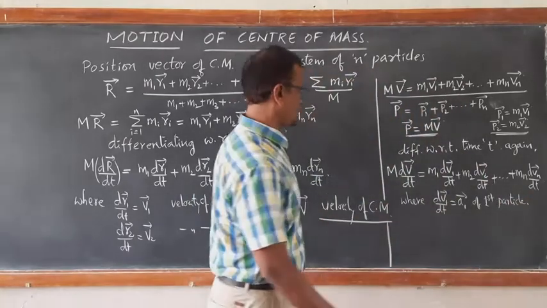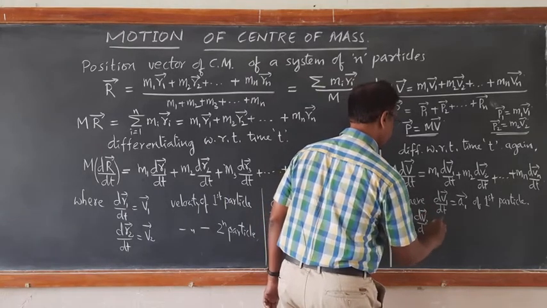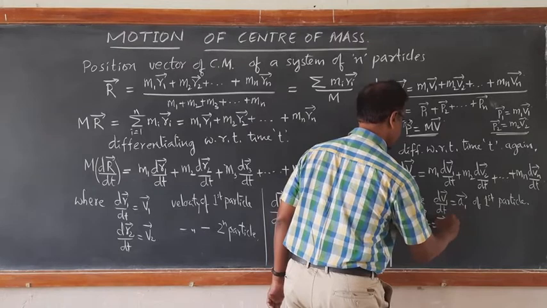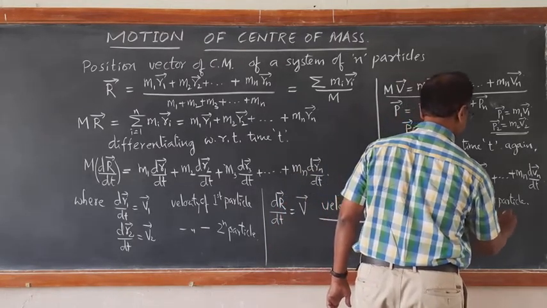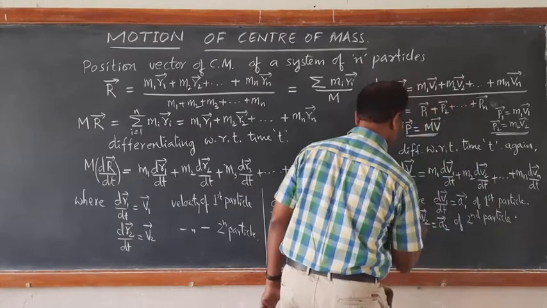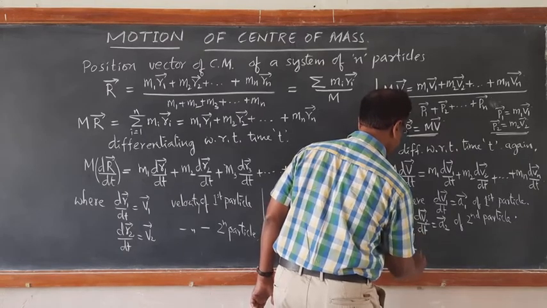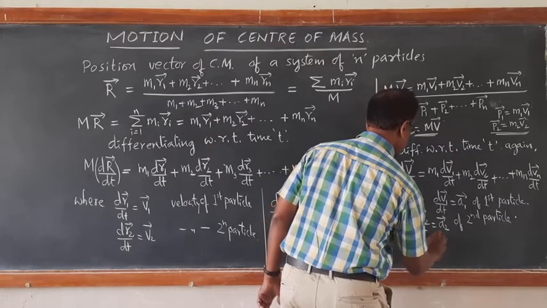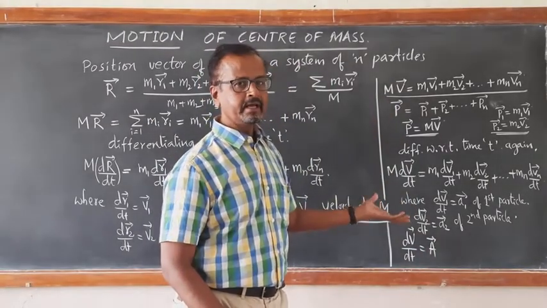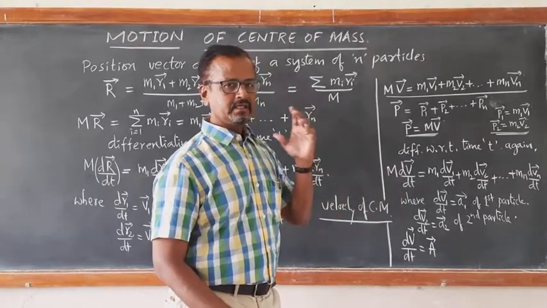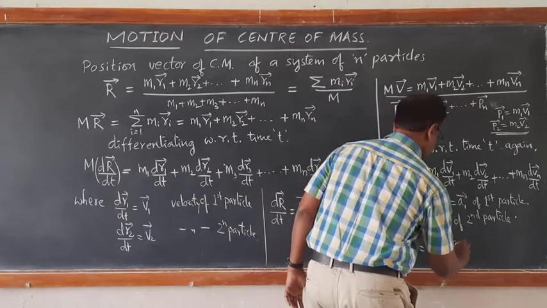Acceleration a1 of first particle. dv2 by dt gives us acceleration vector a2 of second particle. So similarly, capital V by dt gives us, I will write purposely capital acceleration, where capital acceleration, capital A vector represents the acceleration of the center of mass.